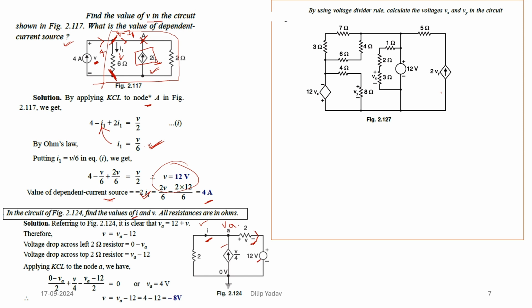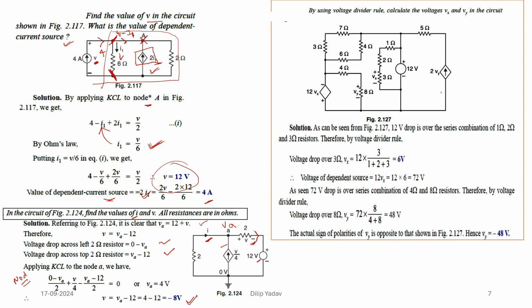So at 2 ohm we can calculate VA, again by using nodal analysis, and we have calculated the voltage. Now coming to the third question, that is really very interesting. This looks very tough, but it is asking me to calculate the value of Vx and Vy by using the voltage divider rule.